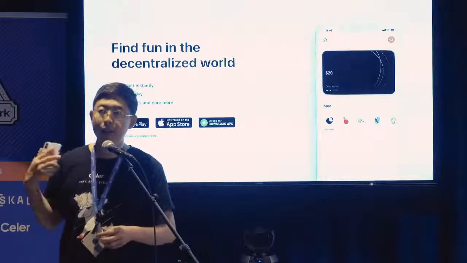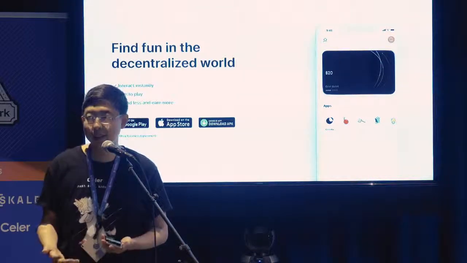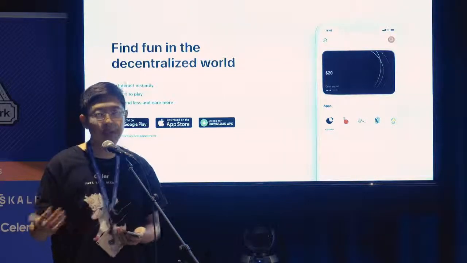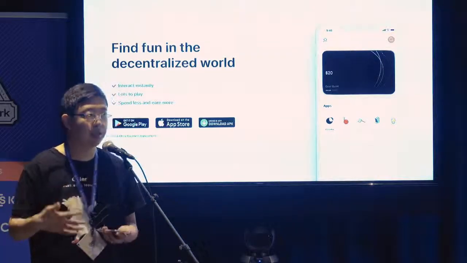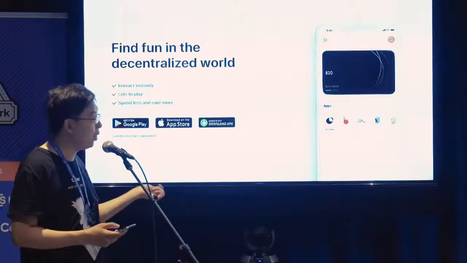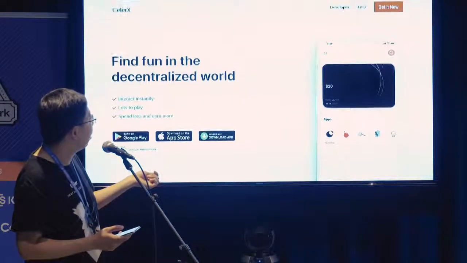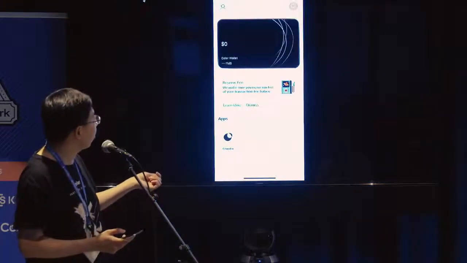In addition to that, we also released something called Celer X, a user-facing application that everyone can download and use as an access point to the Celer network. It's a mobile app, and you can download it here. This is the old version already.